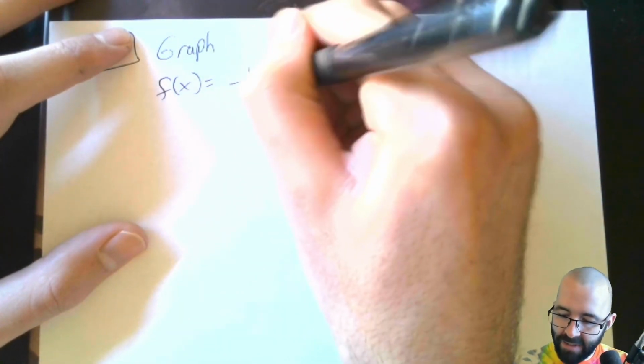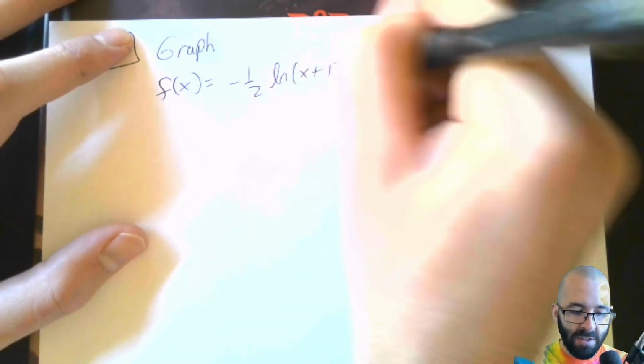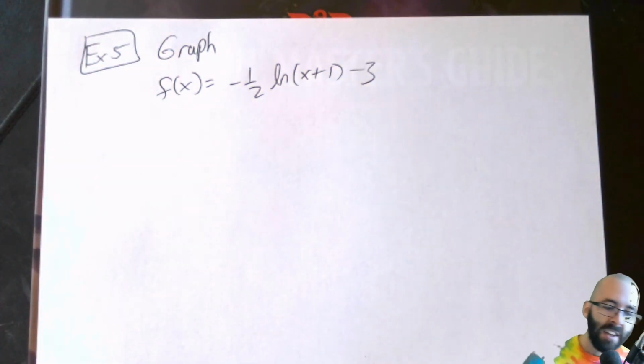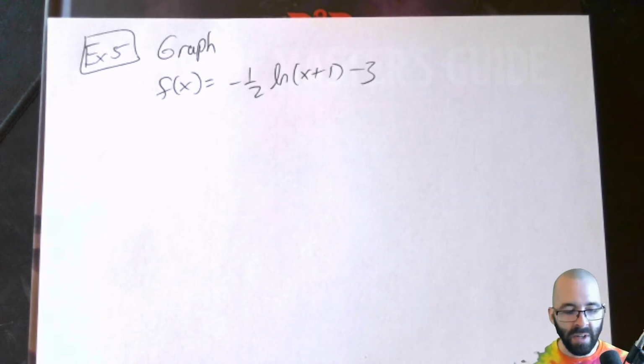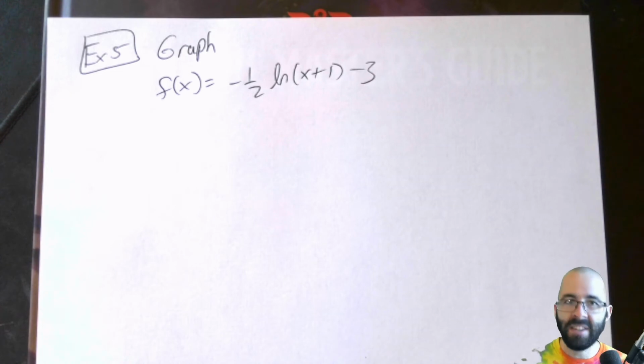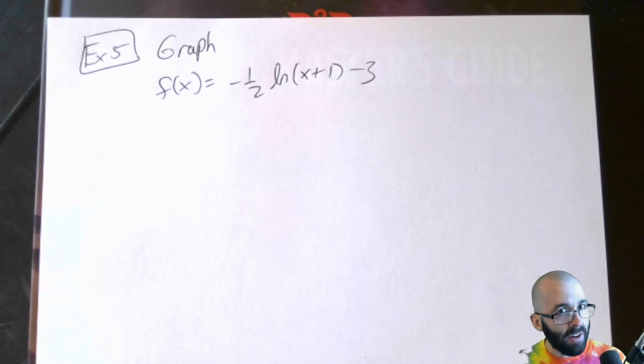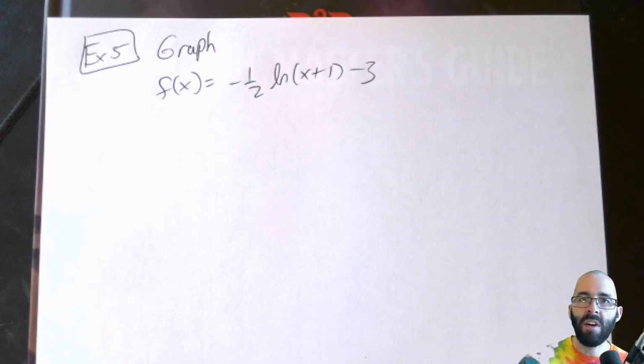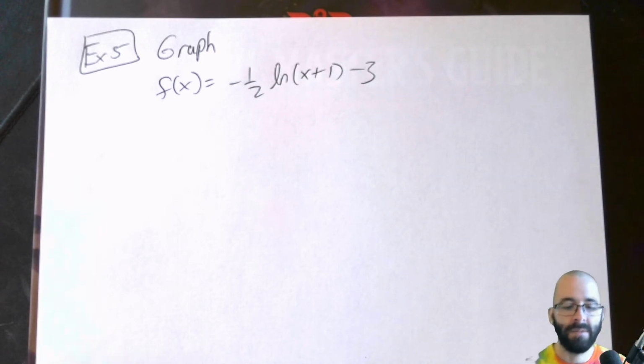F of x is equal to negative 1/2 the natural log of x plus 1, minus 3. Function transformations are happening everywhere here. This is getting moved left 1 unit. It's getting vertically compressed by 1/2. It's getting flipped upside down about the x-axis. That's what the negative does. And then after all of that, it's getting moved down 3. So it's going to be a logarithm, but there are so many things happening to it, it can be a little hard to see what's going on.